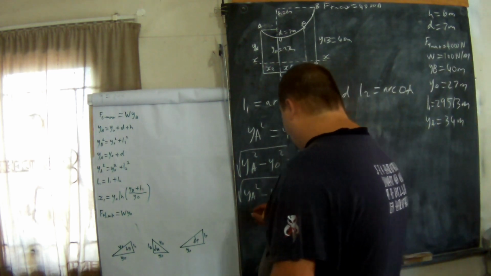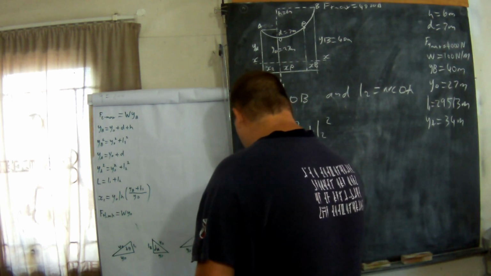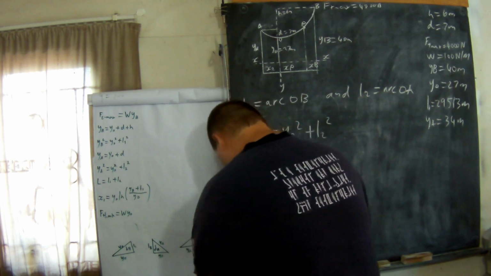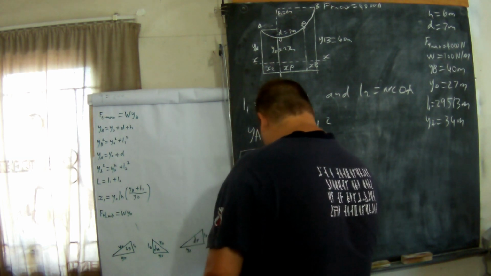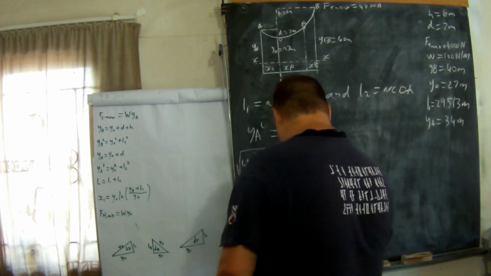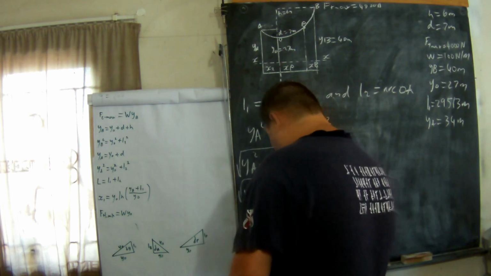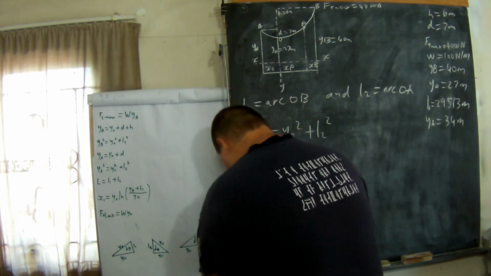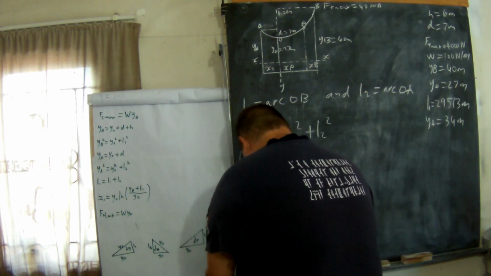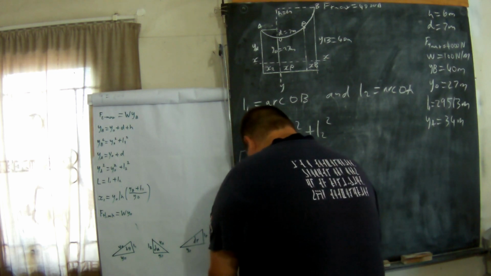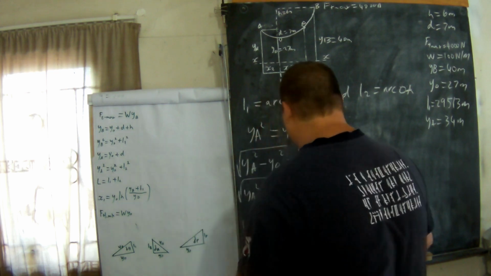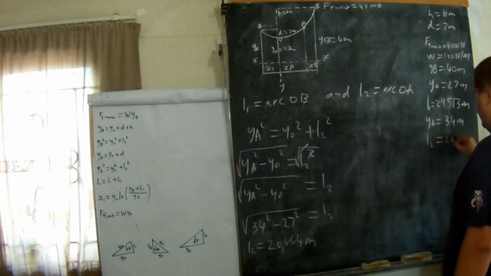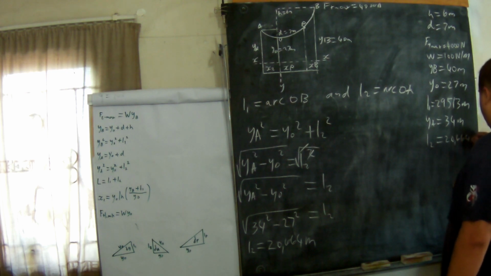Right, now YA is 34, so L2 equals the square root of 34 squared minus 27 squared. So L2 is equal to 20,664 meters. L2 is 20,664 meters.